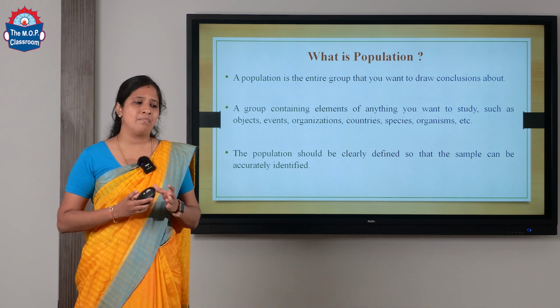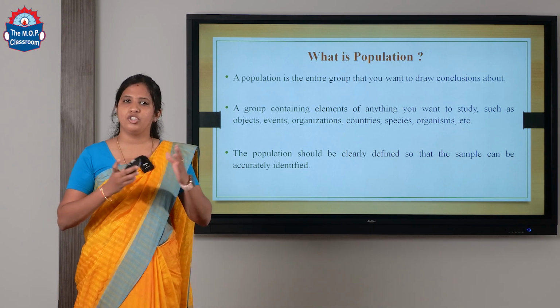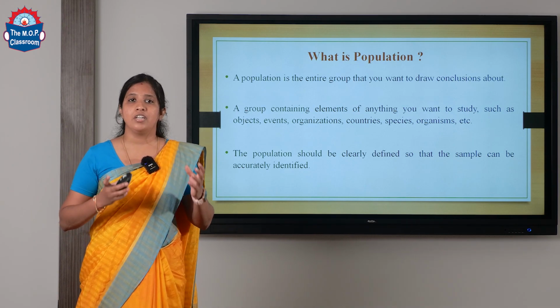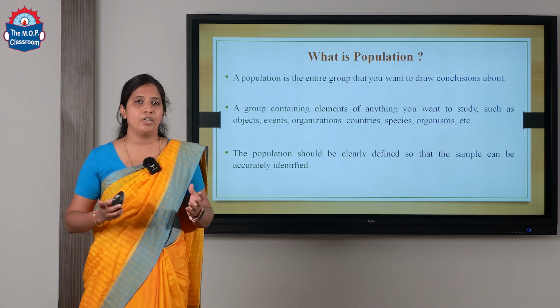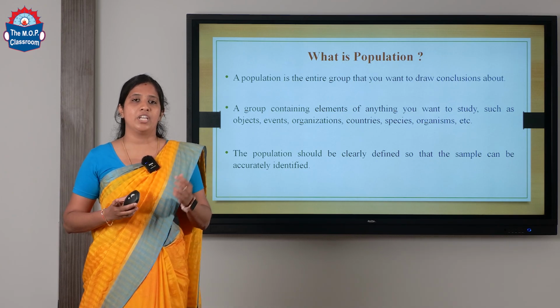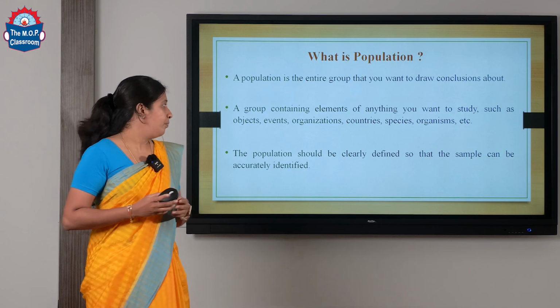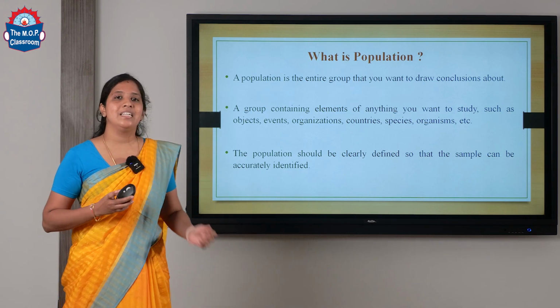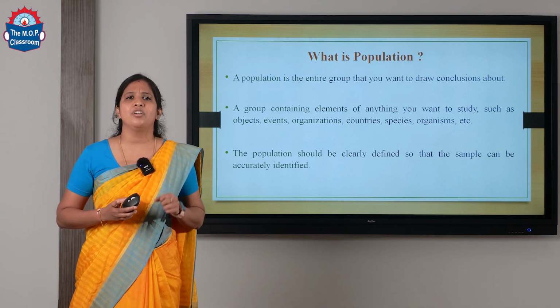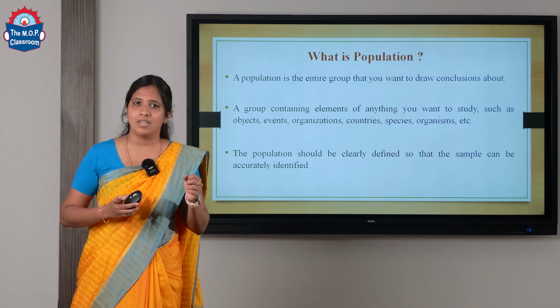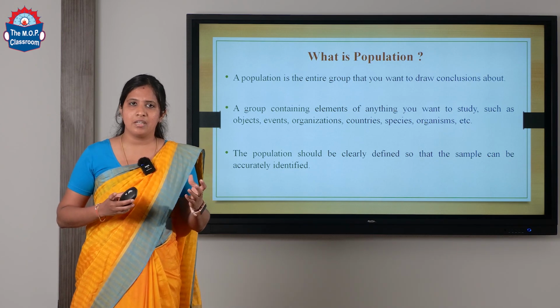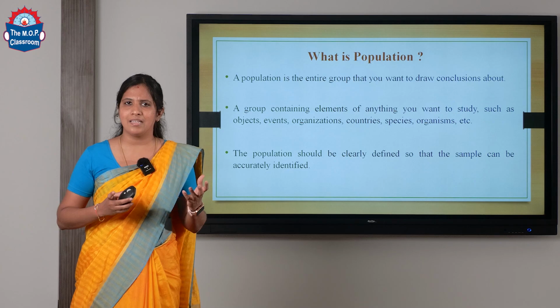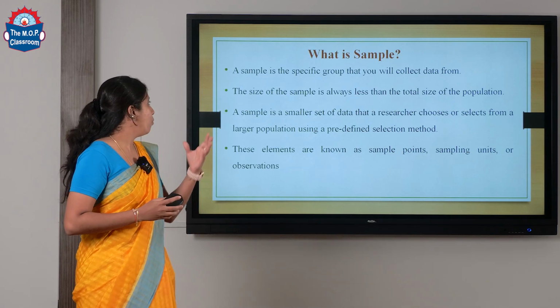A population can be anything. It can be the whole Chennai area or any particular institution. It can be private or public, a school, or even a hospital or an organisation. So the population should be clearly defined. You have to define your population based on characteristics, based on income status or community or caste or anything.